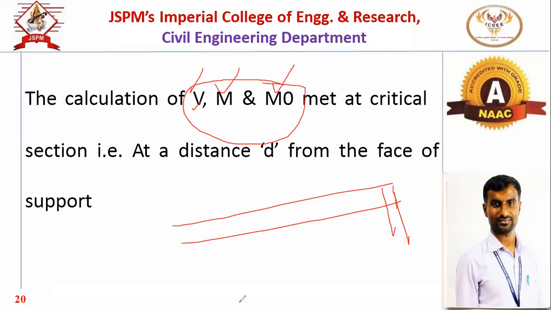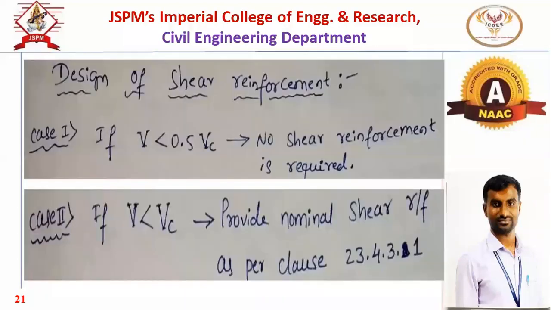So all these parameters will meet where there is a critical section, and that critical section location is d from the face of support, small d from the face of support. These are the two formulas for the shear resistance. First, it is for the uncracked section. Second, it is for the cracked section, and all the basic terminology corresponding to that particular section's shear resistance.